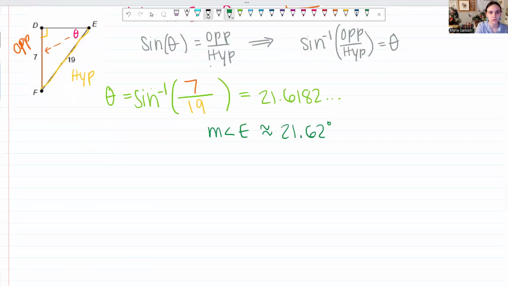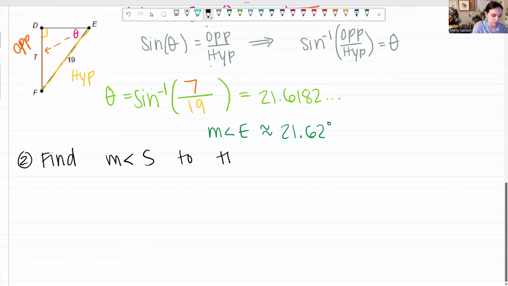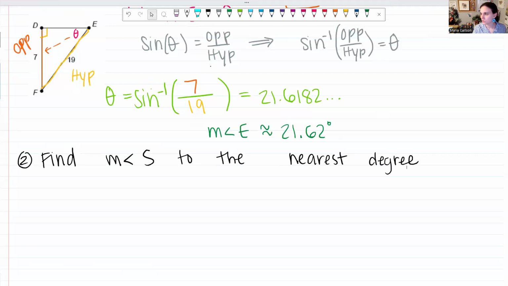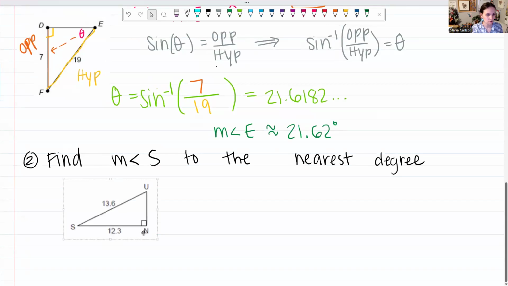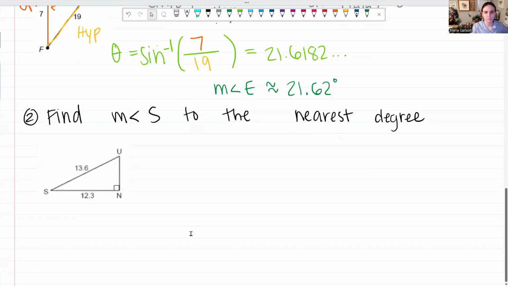All right, number 2. Find the measure of angle S to the nearest degree. And this time our triangle is triangle SUN, triangle sun. And we want to find the measure of angle S to the nearest degree. So I am going to let the measure of angle S be our theta, the angle we want to find. So that is this angle here.